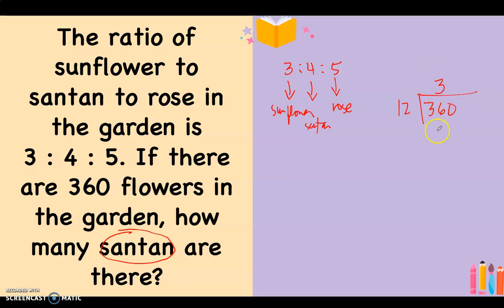So we have 36 divided by 12 is 3. Bring down 0, add 0. Okay. So the answer is 30.